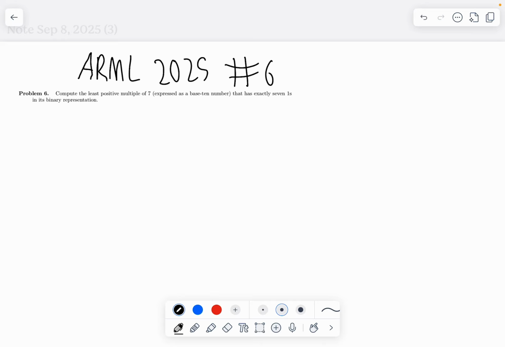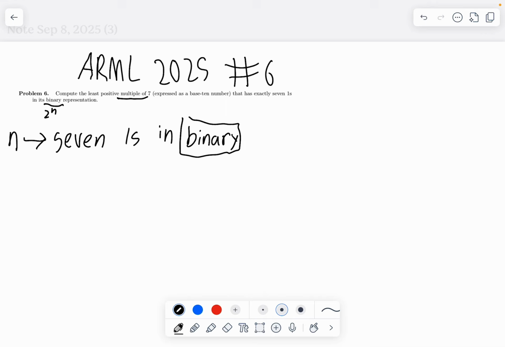So, compute the least positive multiple of 7, expressed as a base 10 number, such that it's exactly 7 ones in binary. So, let's first define what it means if a number n has 7 ones in binary. And this is our keyword, the word binary, which is equal to base 2.